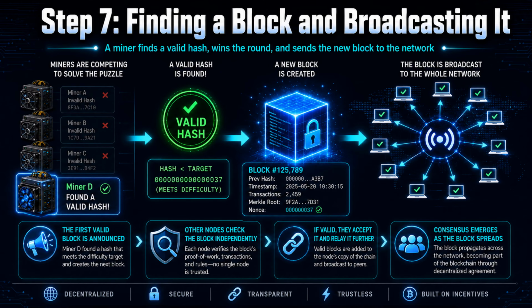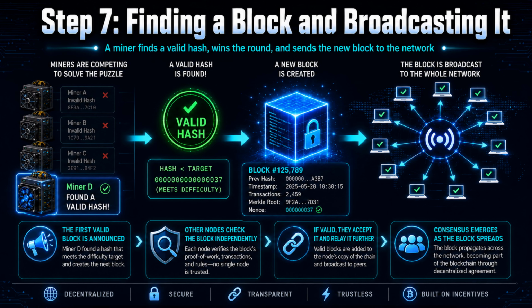The winning miner immediately broadcasts the new block to other nodes across the peer-to-peer network. The block contains the full list of transactions, the block header, the proof of work, and the coin-based transaction that awards the miner. However, the network does not automatically trust the miner. Every receiving node independently verifies the block.